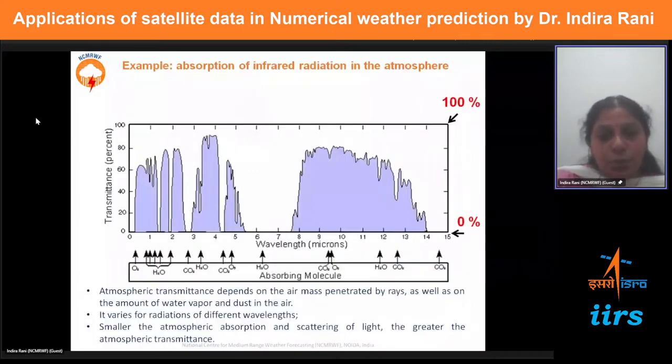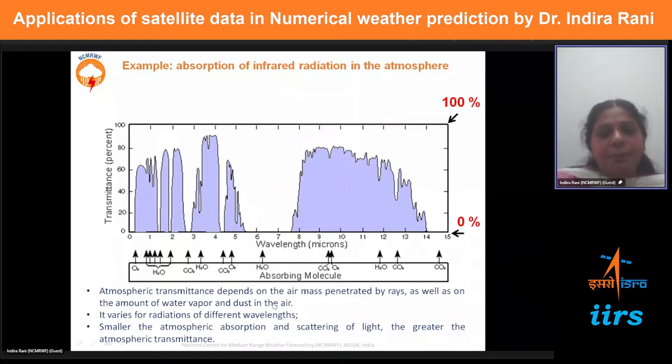I think you all may know about the atmospheric window. This is the infrared atmospheric window. We can see that the x-axis is the wavelength in microns and the y-axis is the transmittance. And here we have already shown the absorbing molecules, the different absorbing molecules available in different regions.